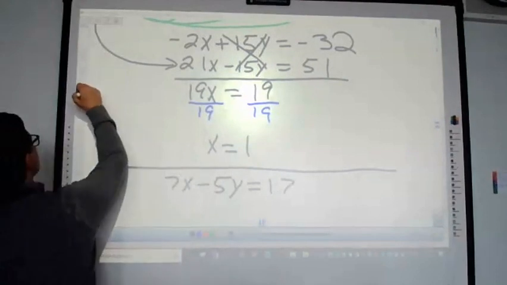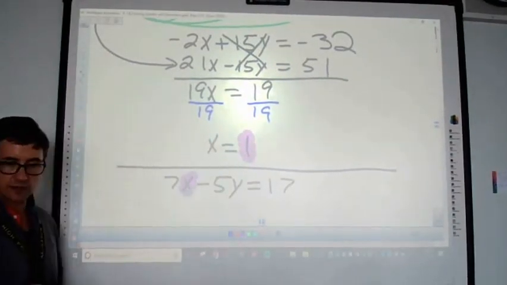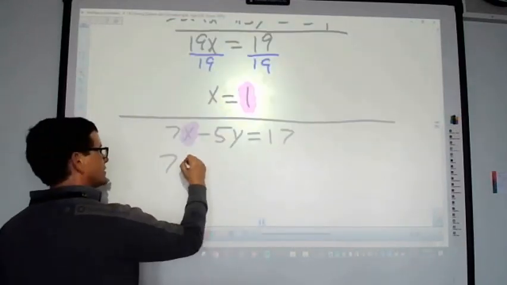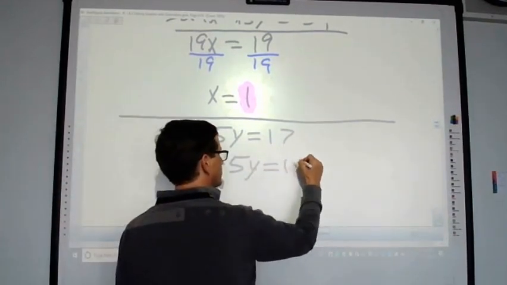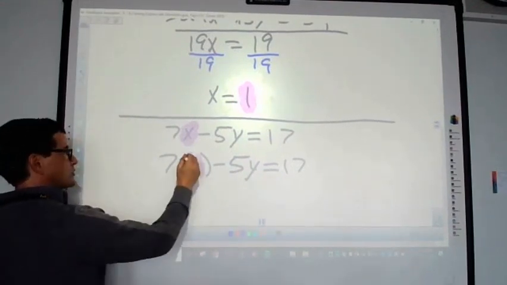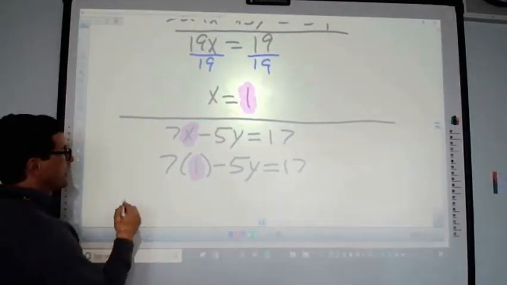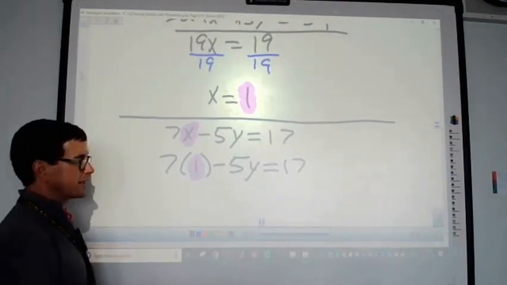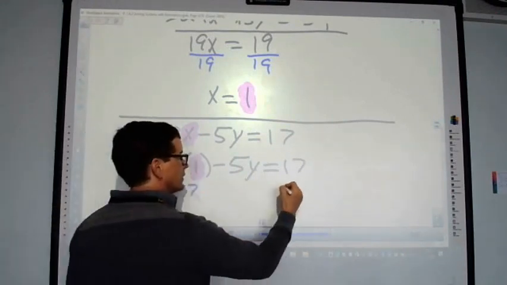Okay? So I'm going to take this one right here and plug it in for this x right there, and then solve for y. So it's 7 times quantity 1 minus 5y equals 17. So again, where did that 1 come from? You can see the path right there, okay? So 7 times 1 is 7. I'm not going to do that because you know 7 times 1 is 7. What I'm going to do is just subtract 7 from both sides.